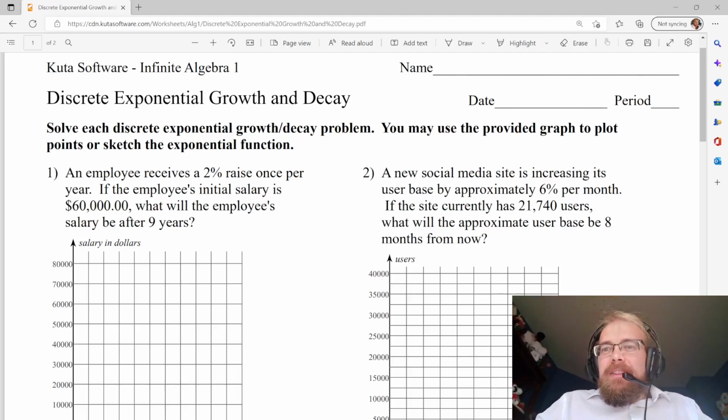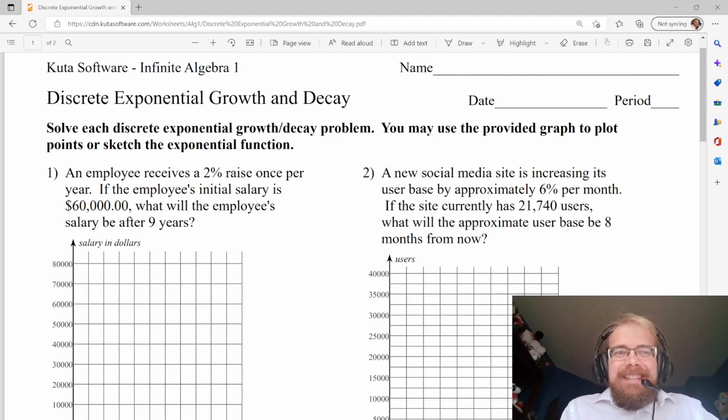Then it says you may use the provided graph to plot points or sketch the exponential function. So you don't have to, but you can. I think I probably will use the graph, but we'll maybe solve the problem first and then the graph, and then maybe do vice versa, and then decide which one we like better. There's only 4 questions, so this isn't going to take too long.